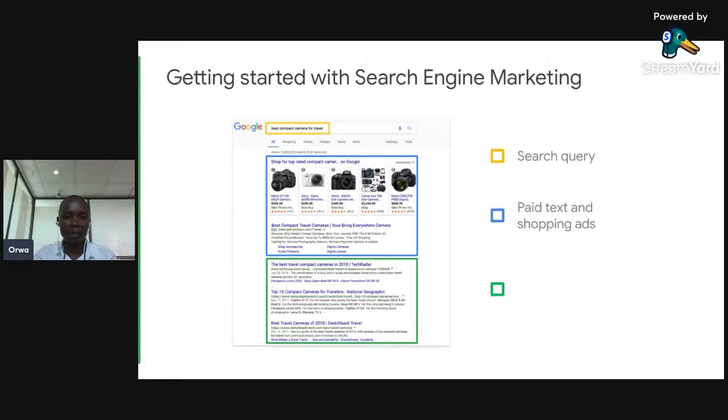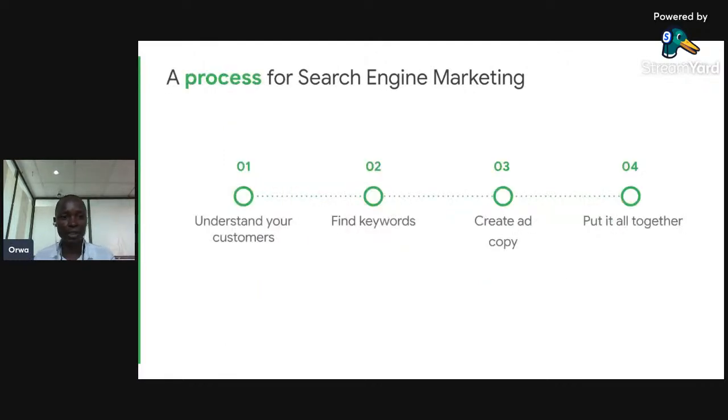And then we have the lower part in green, that is organic search listing. That is an effort that somebody has done by optimizing their content and making it look great. And then they make their content relevant to the people that are searching for them. Did you get that one? Wonderful. Let's jump now into a process for search engine marketing.